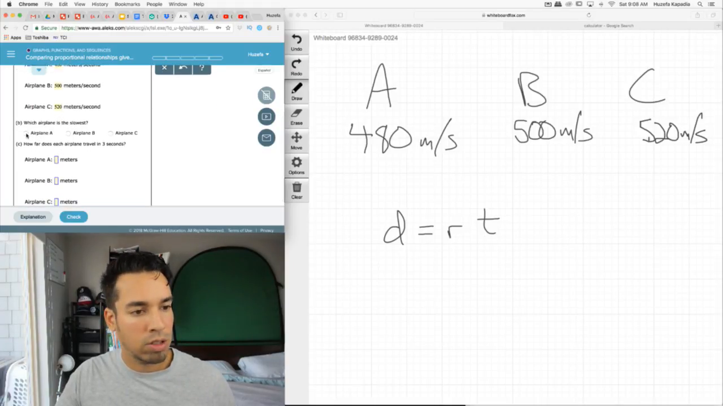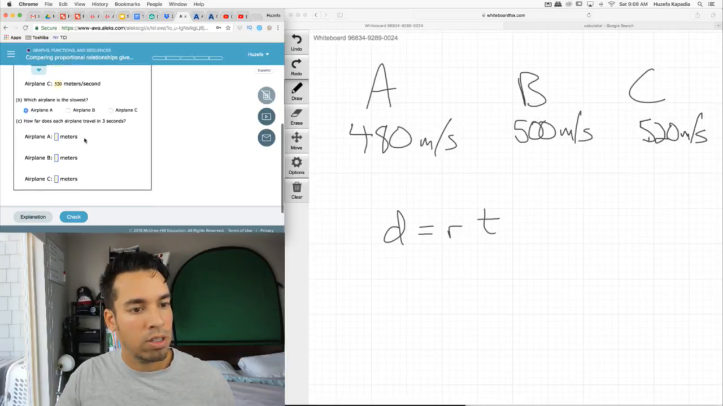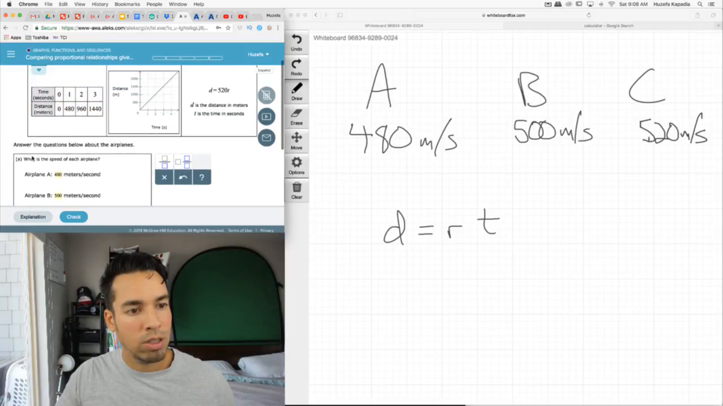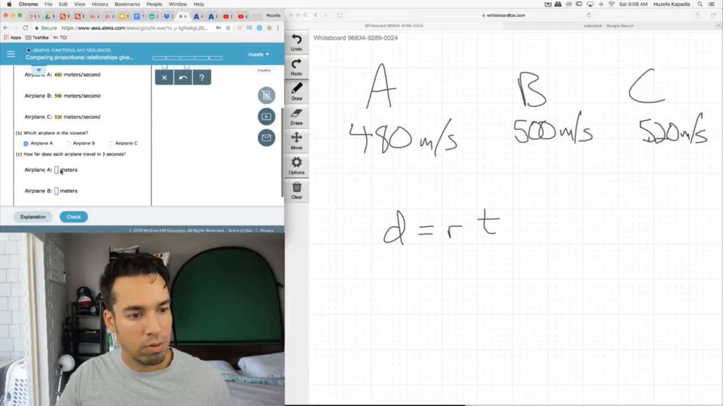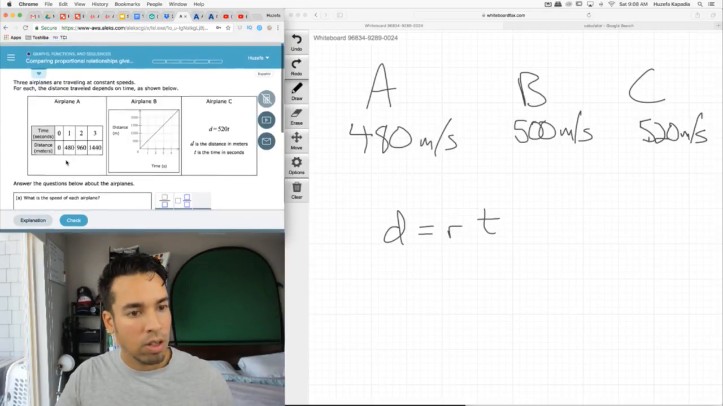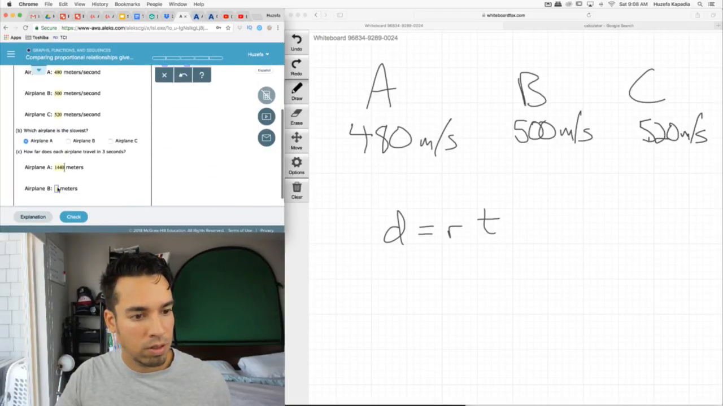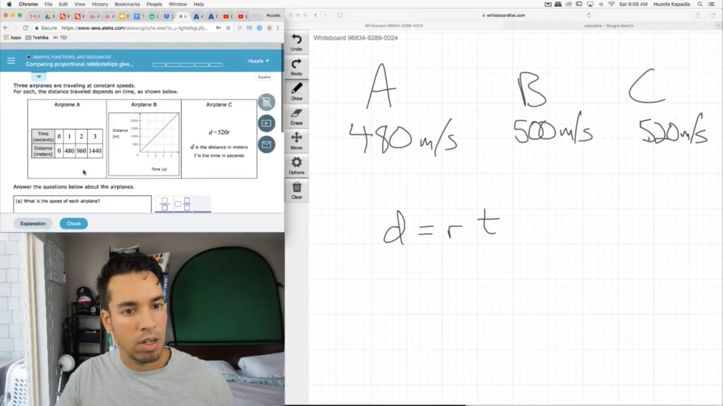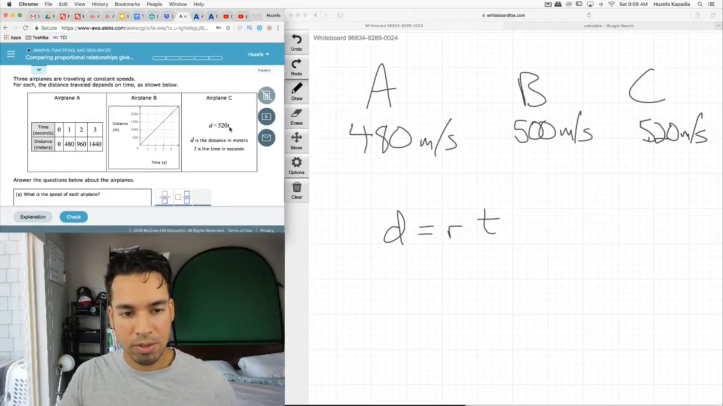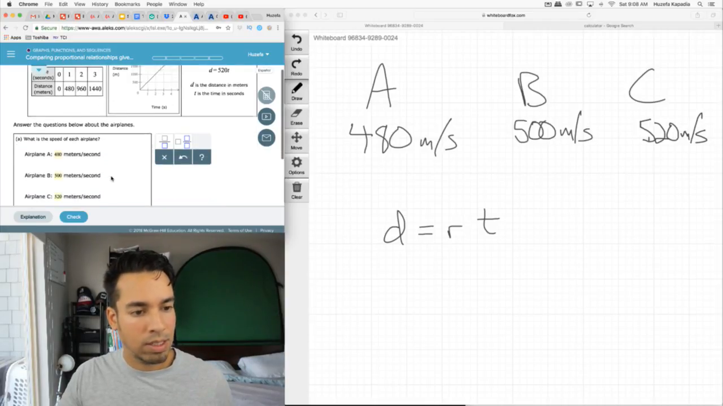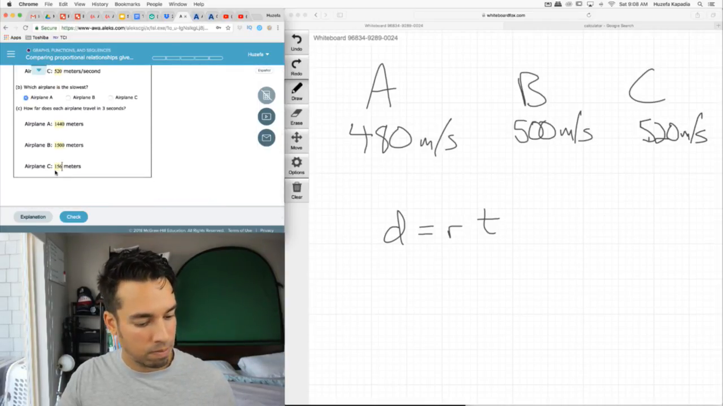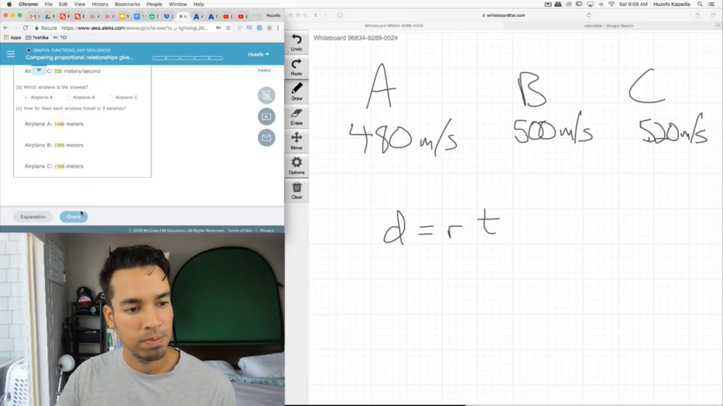Which one's the slowest? What's the slowest speed? Is 480. How far does each plane travel in 3 seconds? Well, if I'm going 480 meters, well, this one's easy. It tells us right there, 1440. Airplane B is right here, which is 1500. And airplane C, well, I plug in 3 for this equation. 3 is time, right? 3 times 520 is 1560. And there we go.